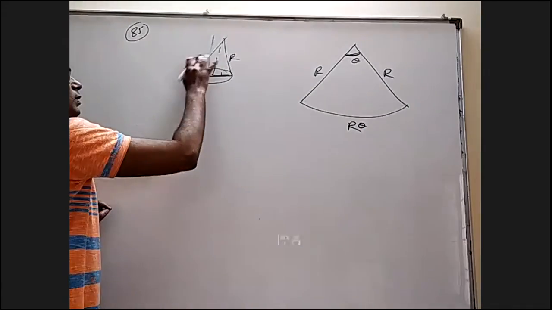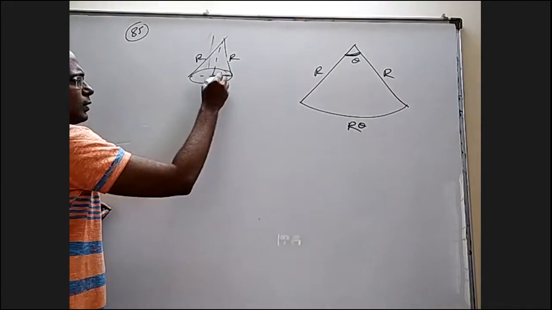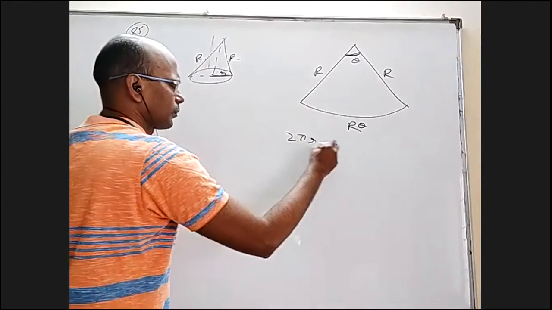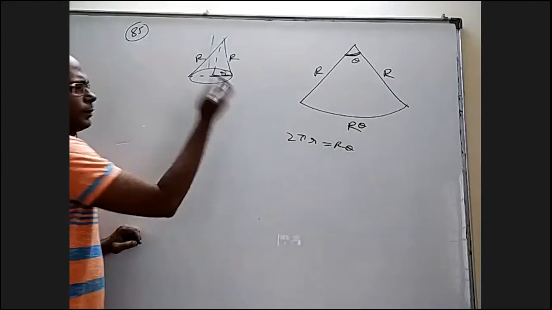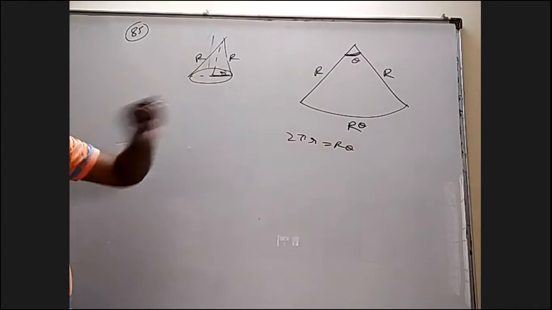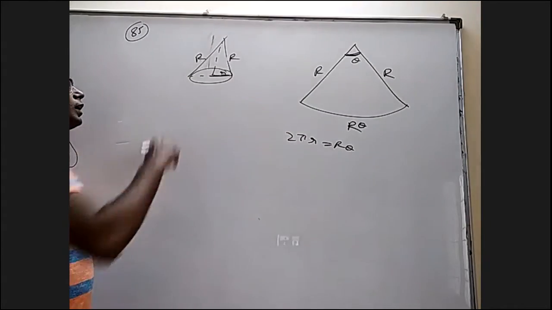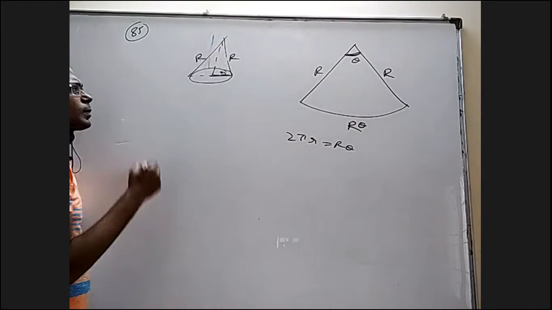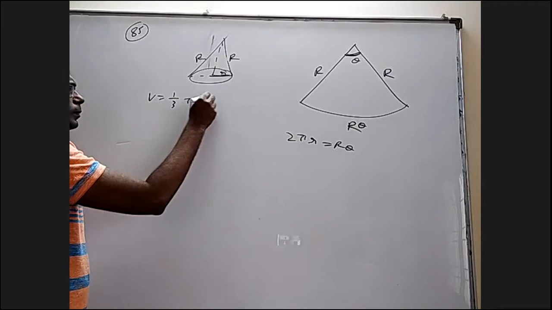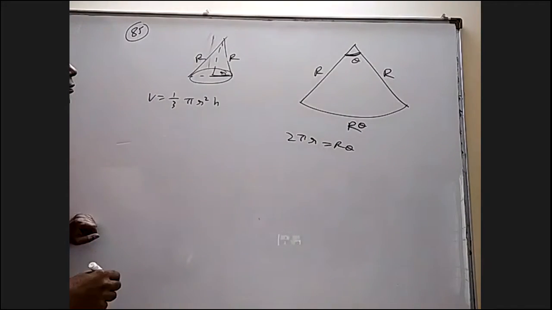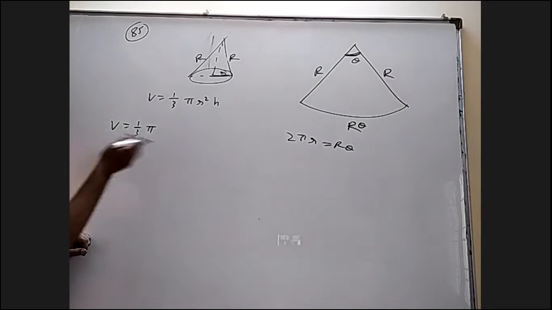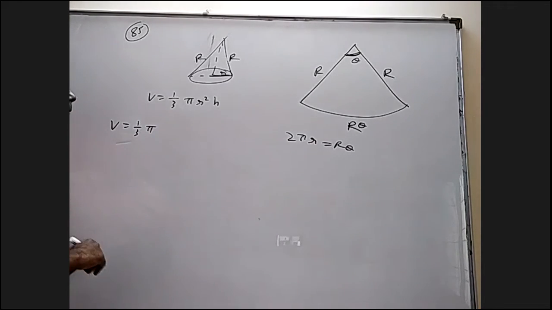So this will be capital R, this will be capital R. If I take a small r, then 2 pi r is equal to R theta. From that, I'll get what is r in terms of theta maybe. And now, what is the volume of this? 1/3 pi r square h. Volume is already given, but it may not matter so much.